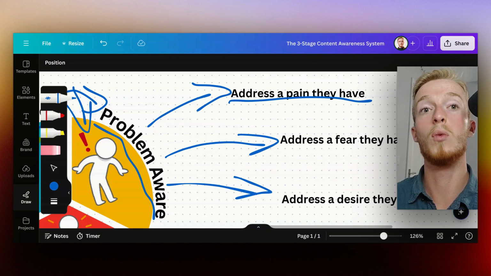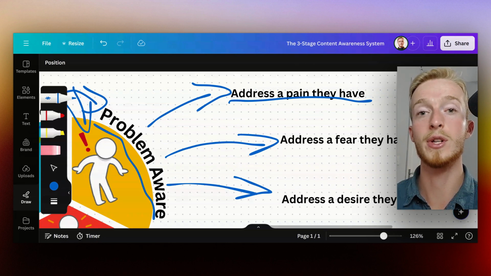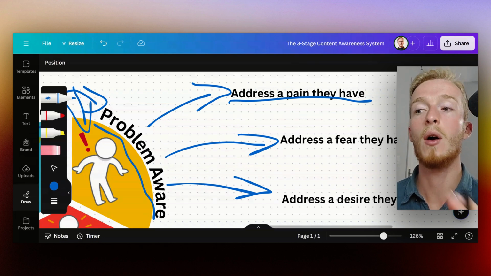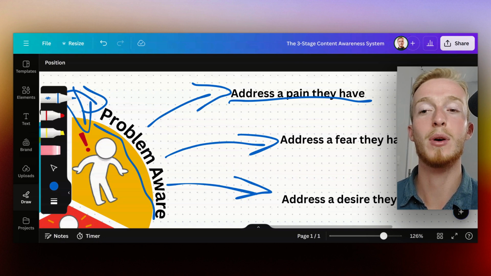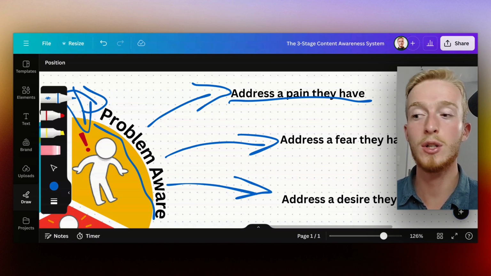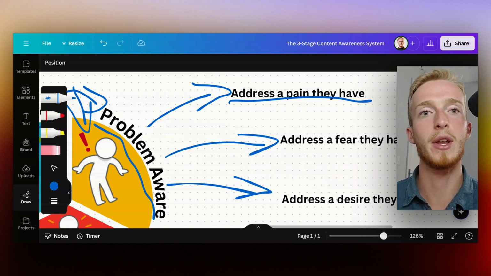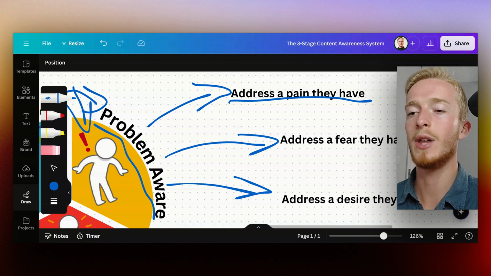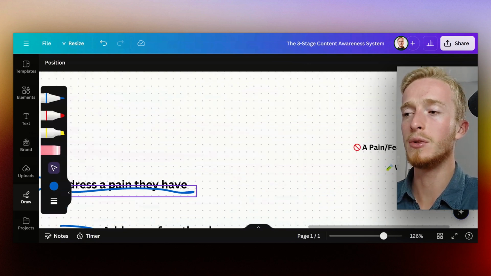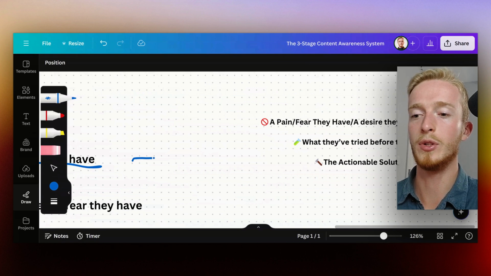And then they're going to want to really read in on the content more. Now, this isn't where we're necessarily promoting our offer. You can do that, however, we want to leave that for the people that are solution aware. What we want to do instead is give actionable solutions, right?